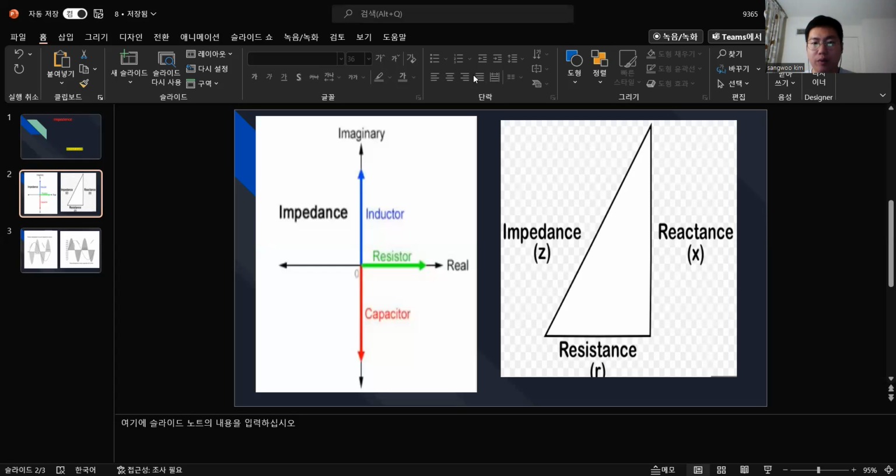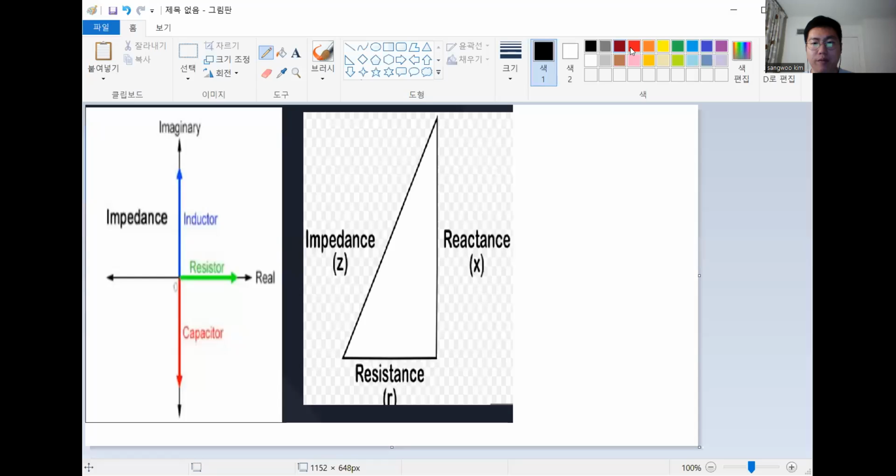So let's move on to this, guys. Here, look at the triangle: reactance and resistance. First of all, you need to know the meaning of these. A resistor, we already know, prevents the current, right? But what is the meaning of reactance?